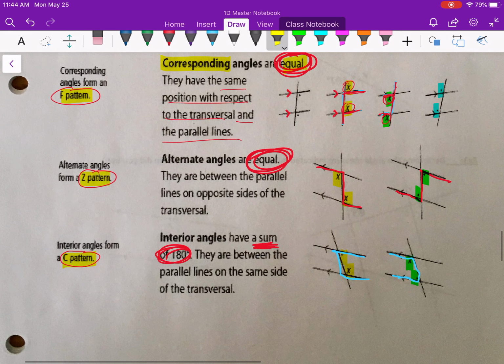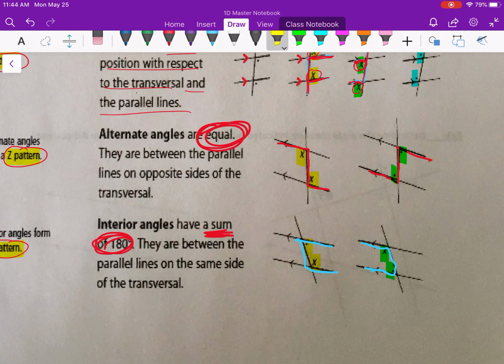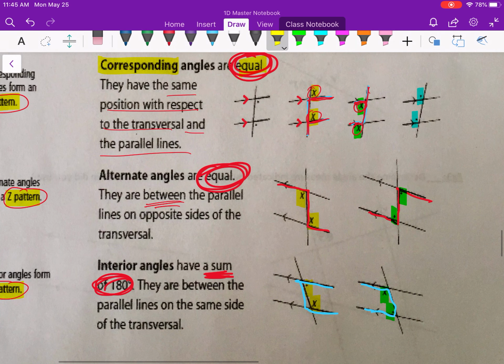Alternate angles make a Z pattern. So you can see that Z I've already drawn on here. And again, it could be a frontward Z or it could be a backward Z, but they're always between the two parallel lines. You always find alternate angles between the parallel lines, and they're also on opposite sides of the transversal, as you can see in these two examples. They are also equal to each other.